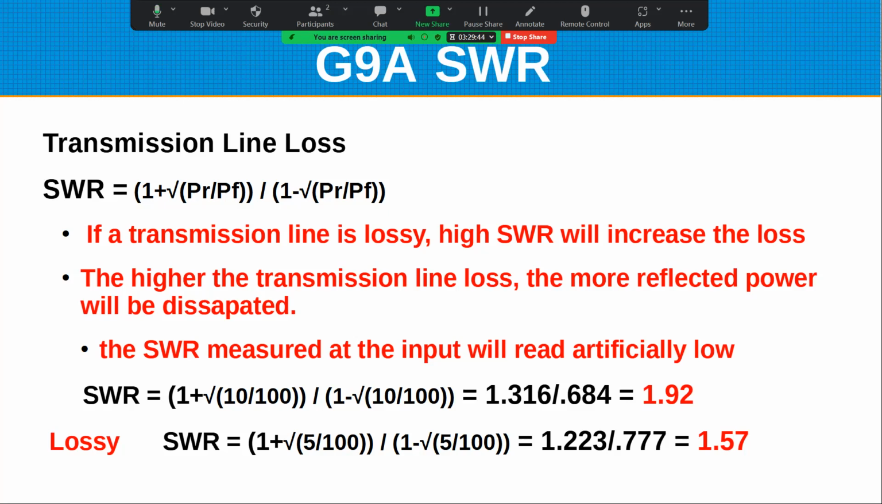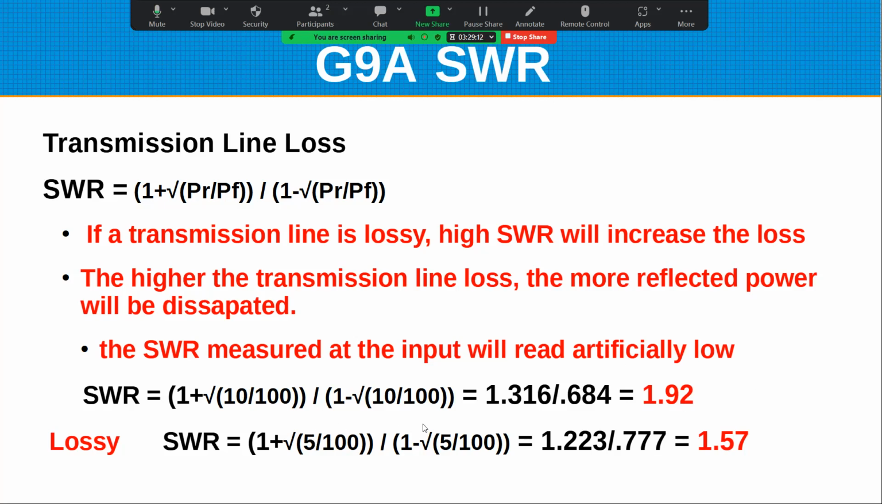Here I worked out, using their formula, what you would get with those kinds of forward and reflected powers. You can see if I had 10 watts coming back and sending out 100, I've got an SWR of almost 2 to 1, which is about the operating limit that you'd want to run without some sort of matching.